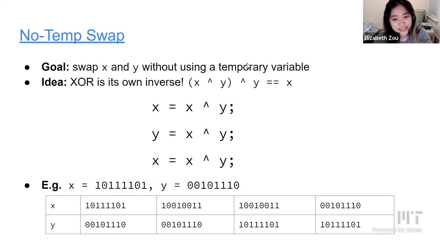Wait, did I say that right? No, it's going to give you 0. Like y XOR y gives you 0. So x XOR 0 is going to give you x. There, that's what I meant.